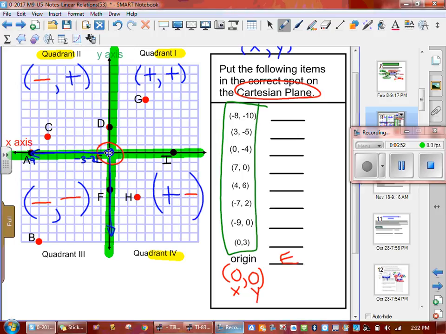So the first one's always X. This one here has a negative X number. These ones have negative X and negative Y. Over here, just negative Y. All the positives, same thing: positive X, positive Y. That's how you can help match.